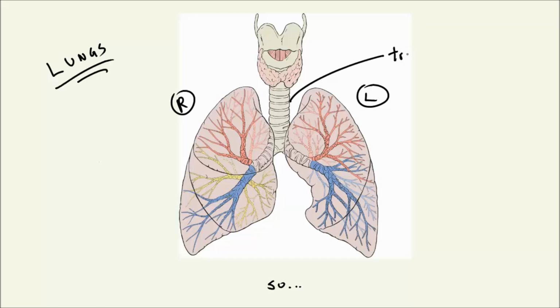So we've got the trachea, obviously. That's the windpipe for the layman. And we have the left and the right lung. Now do notice that they have different shapes. The left has 2 lobes, whilst the right has 3 lobes.